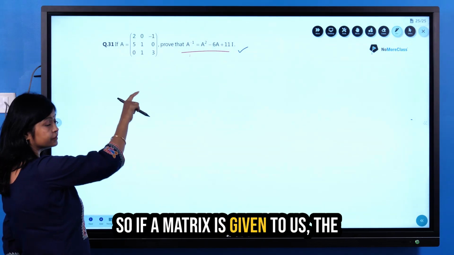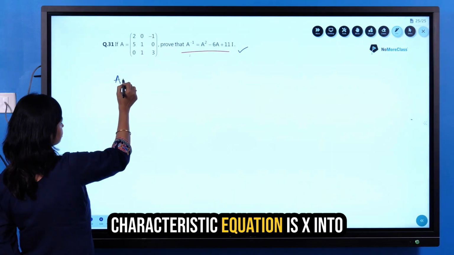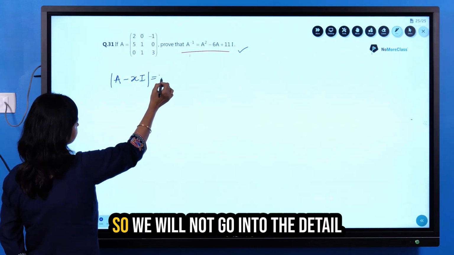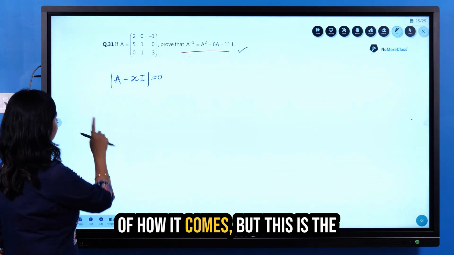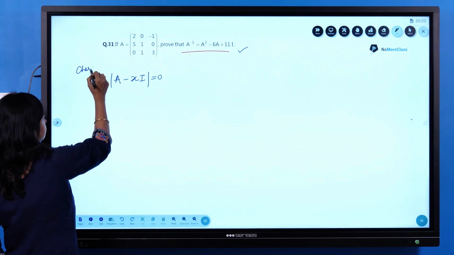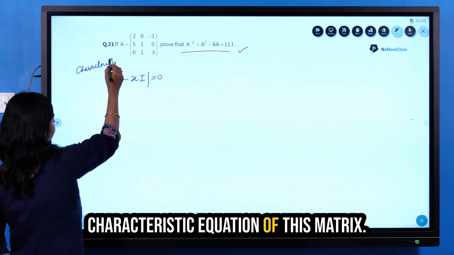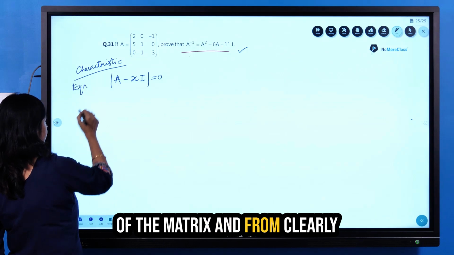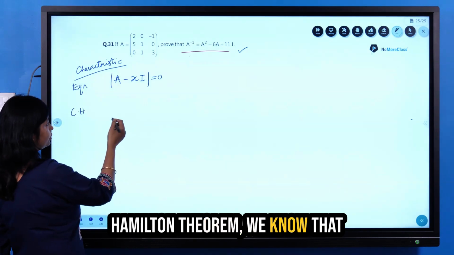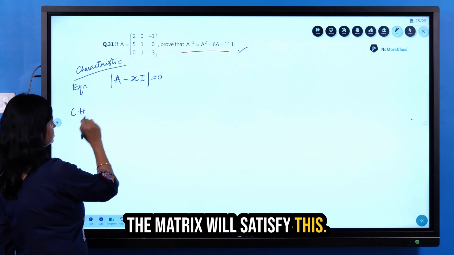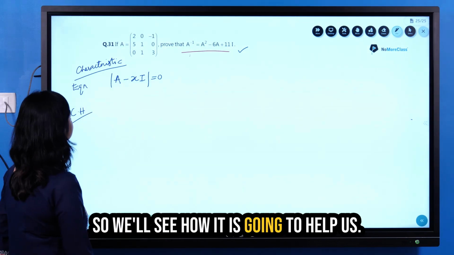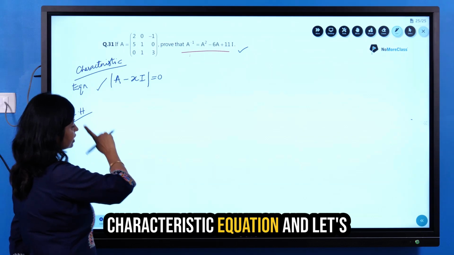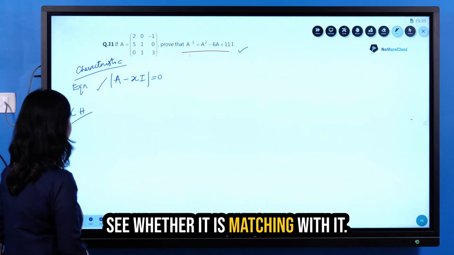So if a matrix A is given to us, the characteristic equation is the determinant of A minus xI equal to 0. We will not go into the detail of how it comes, but this is the characteristic equation of the matrix. And from the Cayley-Hamilton theorem, we know that the matrix will satisfy this equation. So we'll see how it is going to help. Now, first of all, let's find the characteristic equation and see whether it is matching.